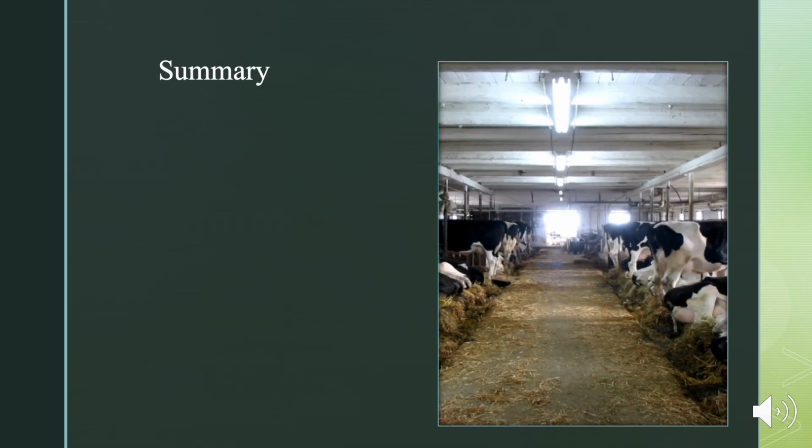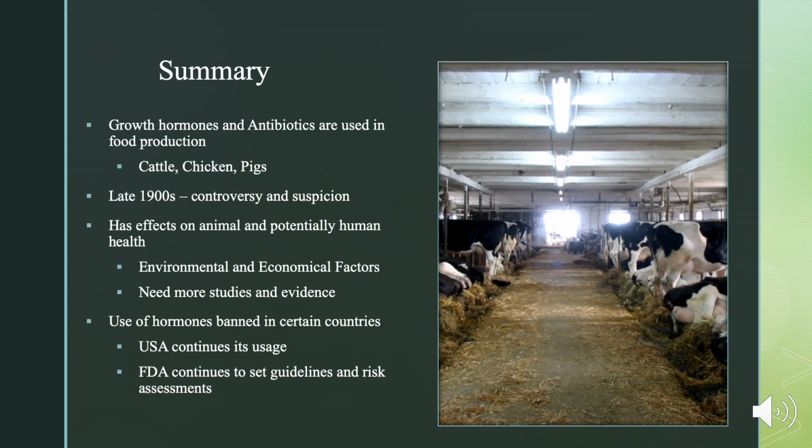In conclusion, growth hormones and antibiotics are used in food production here in the United States in animals such as cows, chickens, and pigs. Dairy cattle specifically are treated with recombinant bovine growth hormone, a hormone that has been banned in other countries. Ever since the 1990s, when this practice was introduced, controversy and suspicion have been raised. Consumers were and are still concerned today regarding the possible health effects that come with this practice, including risk of cancer, early puberty, and antibiotic resistance.